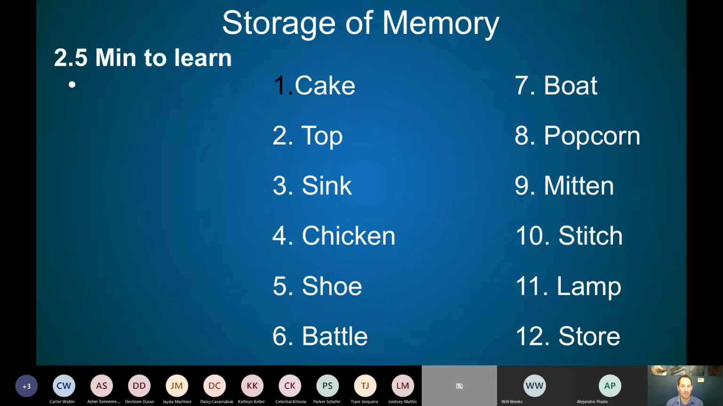I do this in a couple of my classes. I actually use this as an experiment with students. One group of students does the loci method. Another group of students just tries to rote memorize, so repeat the words after each other multiple times for the 2.5 minutes. And the loci method always does a little bit better on average than the just repetition method. So great work. And let's continue talking about memory.